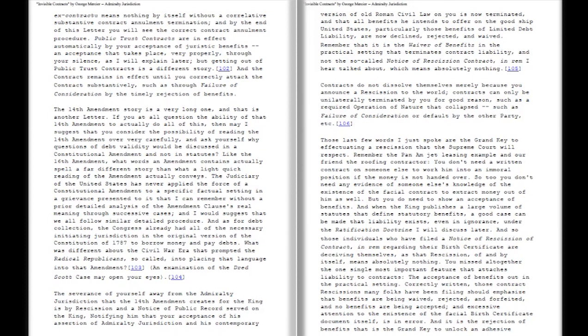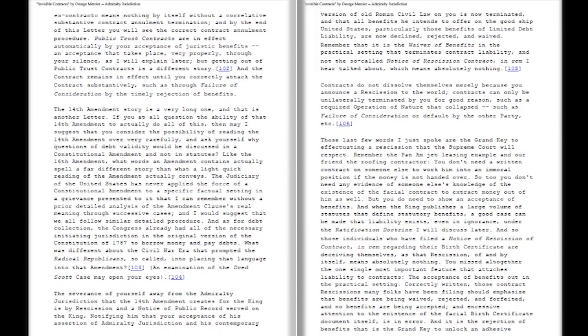105. Contracts do not dissolve themselves merely because you announce a rescission to the world. Contracts can only be unilaterally terminated by you for good reason, such as a required operation of nature that collapsed, such as failure of consideration or default by the other party, etc. 106. Those last few words I just spoke are the grand key to effectuating a rescission that the Supreme Court will respect. Remember the Pan Am jet leasing example and our friend the roofing contractor.